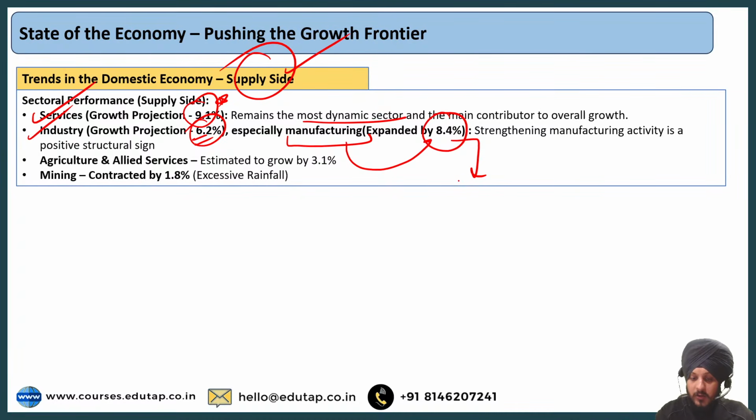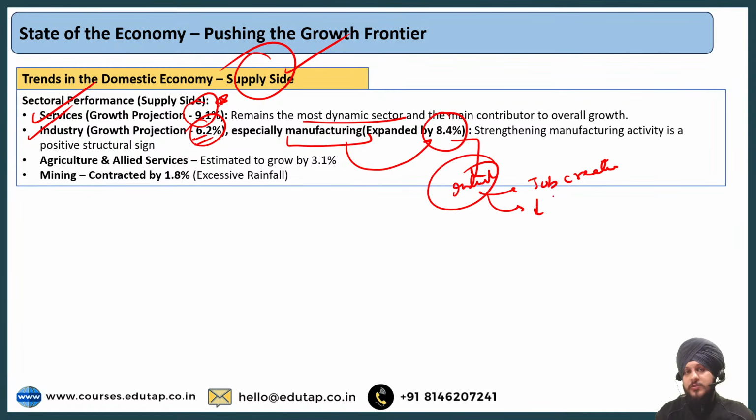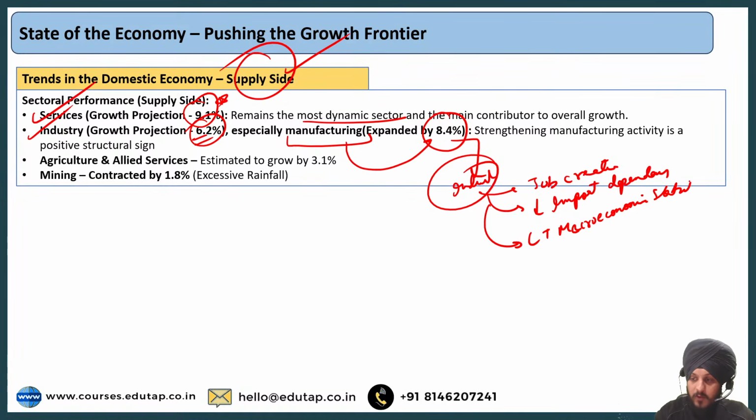And it is very important because if we talk about this manufacturing sector, these industries are basically required for job creation, right? They are also required, I would say, in order to reduce the import dependency with respect to a country, right? And basically it also ensures long term macroeconomic stability as a part of economic growth, right? So that is why it is very important, and it is projected to be 6.2% as a part of economic growth. The third is agriculture and allied services, which is estimated to grow by 3.1%.